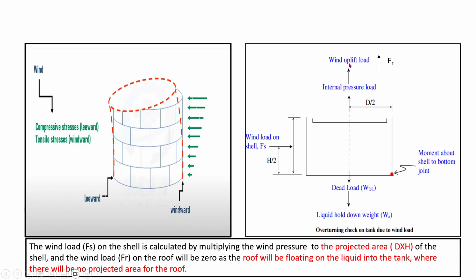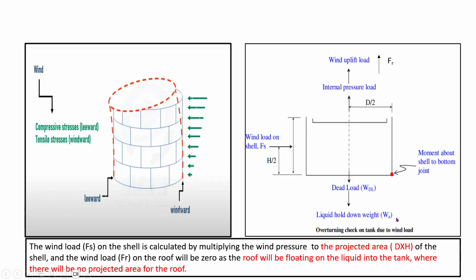You see, due to the wind, the tank will try to move upward. Then with internal pressure, the tank will also try to move upward. That force we are calling Fr. Due to wind force, we are calling it Fs. This also acts on the projected area, D into H, on the horizontal side. The dead weight and liquid weight will move downward.